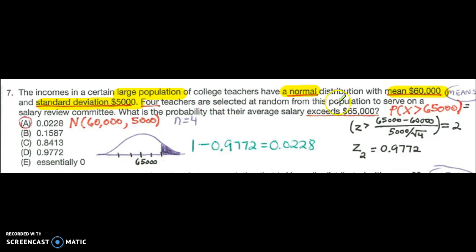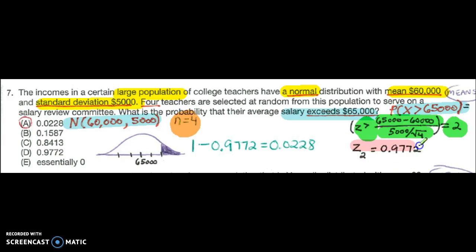So we want to know what's the probability if they serve in the committee that they have an average salary that exceeds $65,000. So I'm looking for P greater than 65,000. In the problem it said it was normal. There's my mean and standard deviation. We are taking a sample size of 4. So here's my z-score. I am looking for greater than. I do my observed, 65,000 minus my mean, divided by the standard deviation over the square root of 4. I get a z-score of 2.